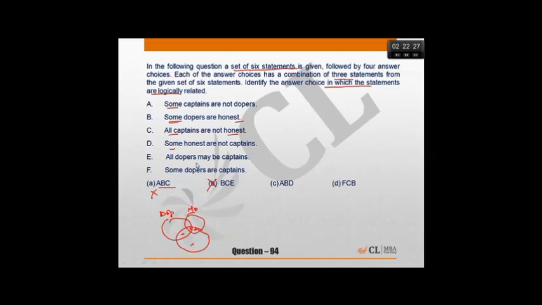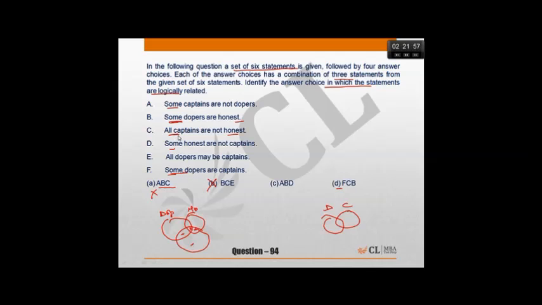I'm not sure, I'll have to make it, but let me quickly look at choice D also. Some dopers are captains, some dopers are honest. Sorry, some dopers are captains, all captains are not honest. Okay, and B says some dopers are honest. Some dopers are captains, and that is statement F.